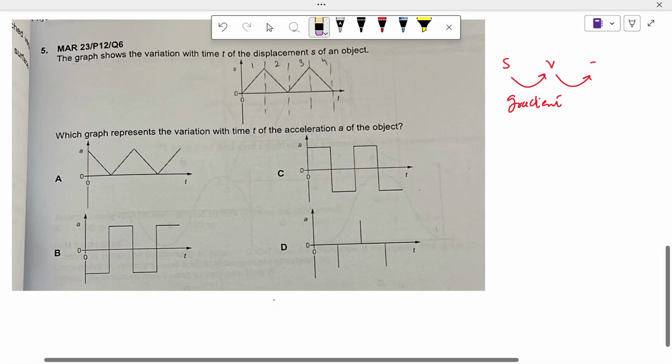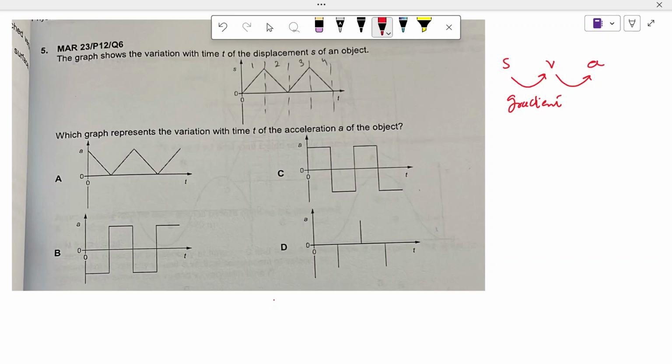Students, we have this question on the screen. The question is: the graph shows the variation with time t of the displacement s of an object. Which graph represents the variation with time t of the acceleration a of the object?